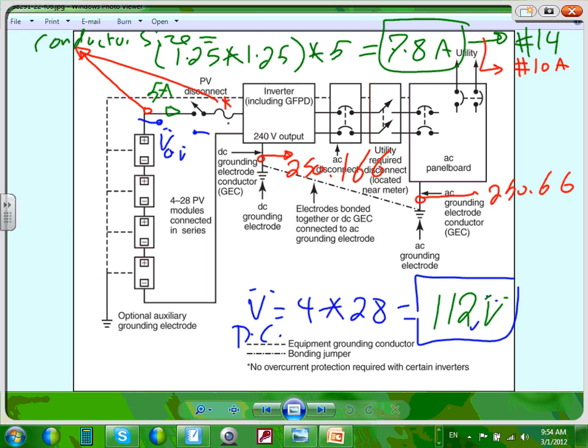Cool? See how easy that is? The second thing is the inverter output, the output of the inverter.